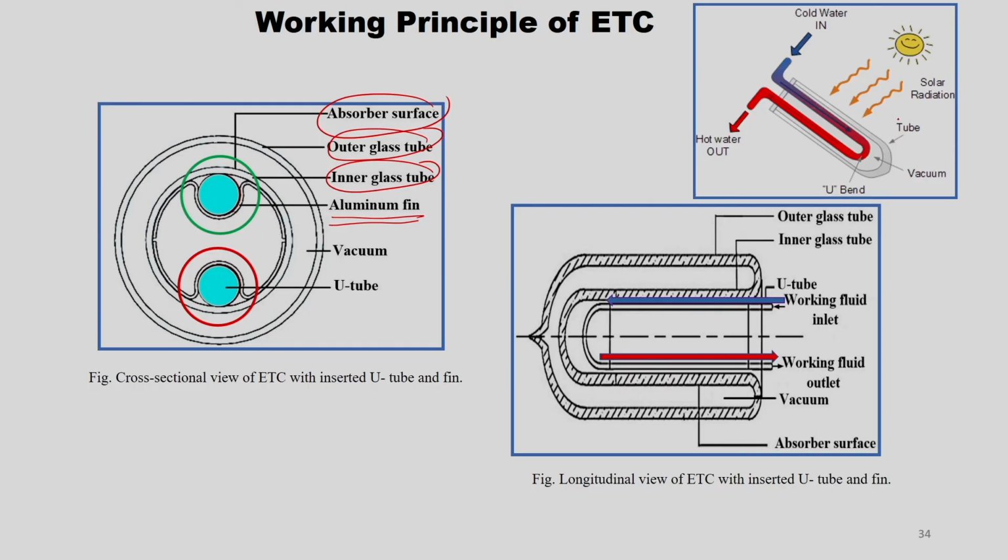So, here if you see, this is what exactly happens. This is vacuum, this is the U bend of the tube. So, the cold water comes in and it gets heated by the absorbed solar radiation, and due to thermosiphon flow, the hot water goes out this side. This is the cross sectional view, the longitudinal view of the ETC, with inserted U tube and fin. The same story here, but this is the working fluid inlet and this is the working fluid outlet. This is the cross sectional view, and this is the longitudinal view.